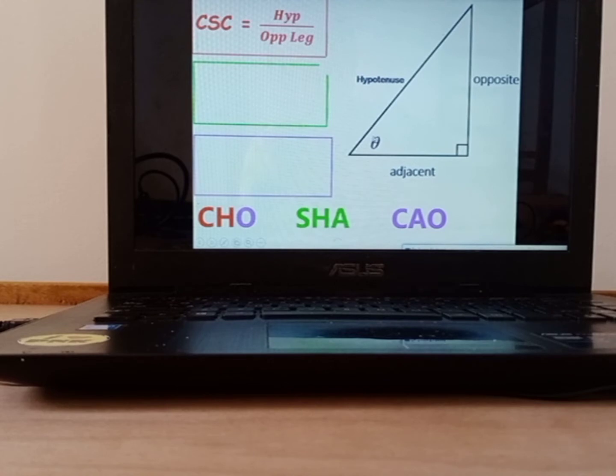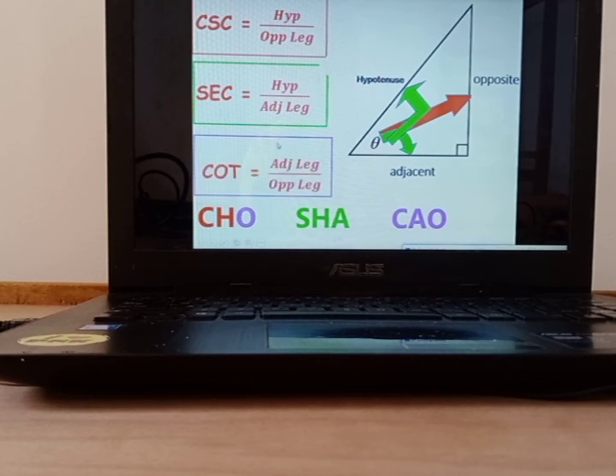Hypotenuse over opposite leg. And we have the SHA, which stands for secant is equal to hypotenuse over adjacent leg. So let's show on our triangle, we have hypotenuse over adjacent leg. And then we have the COW, which stands for cotangent is equal to adjacent leg over opposite leg. Therefore, we have adjacent leg over opposite leg.